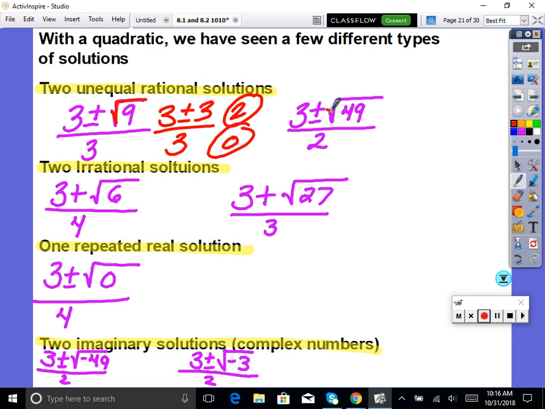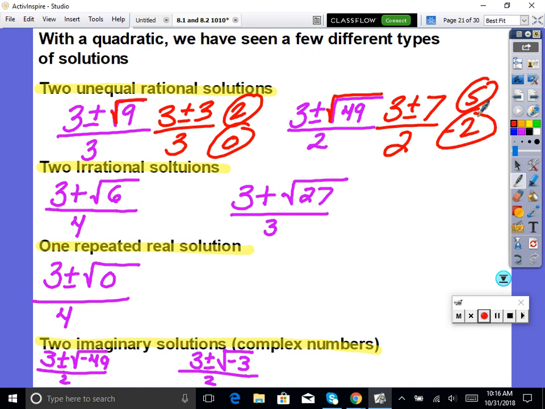So if the square root is a perfect square, so that would be 3 plus and minus 7 over 2. It comes out to be two rational solutions that are not the same. 3 plus 7 is 10. 10 divided by 2 is 5. 3 minus 7 is negative 4. Negative 4 divided by 2 is negative 2. Do you guys see how that works?